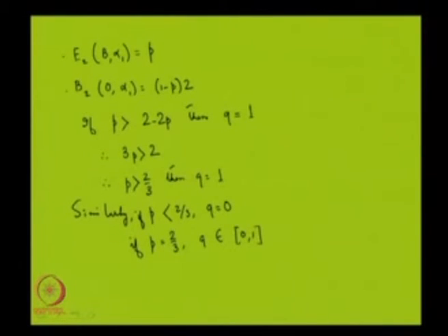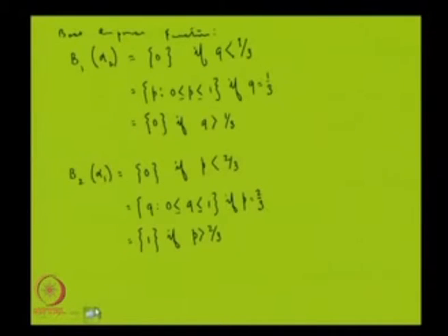Okay. If p is greater than 2/3, q is equal to 1. So, let us try to see how it translates in terms of diagrams. Let us suppose this is 1 and this is 1. Now, what is the critical value of q? The critical value of q is 1/3. So, suppose this is 1/3.